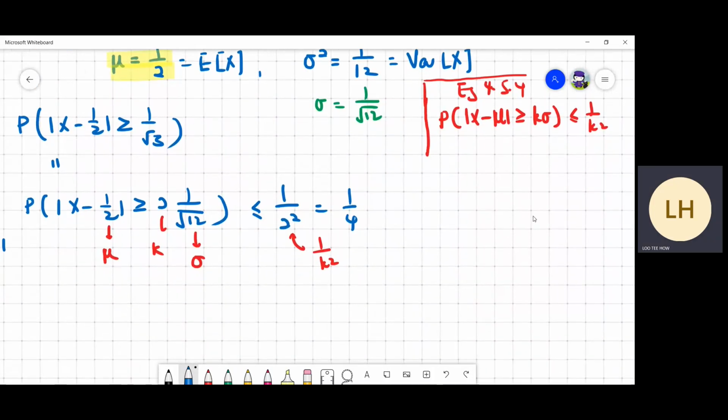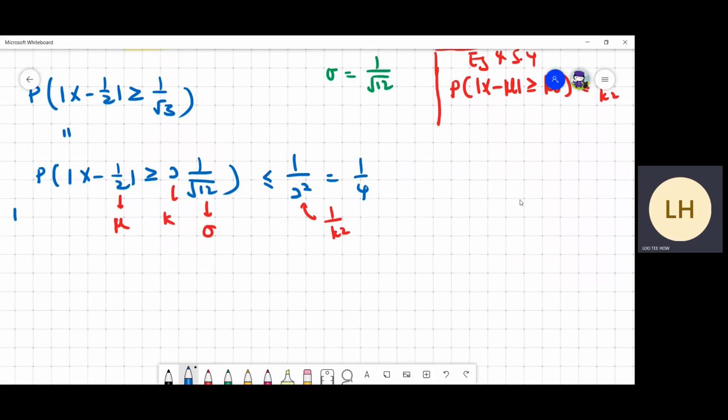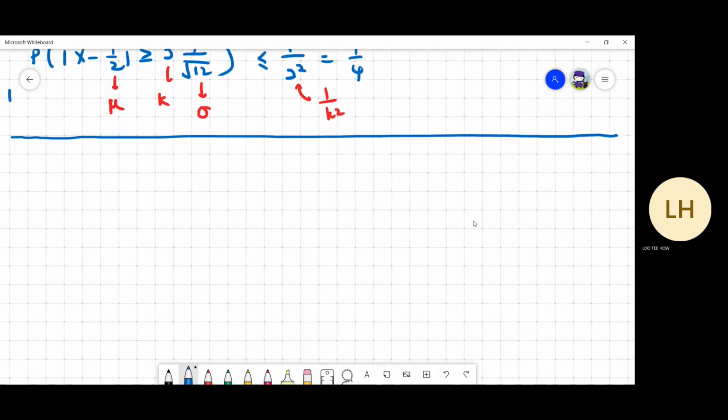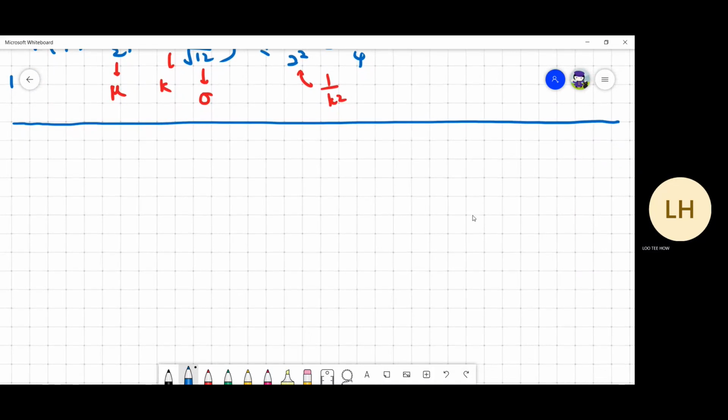So it's not hard to solve this problem if we know the inequality from the previous examples. Okay, next we look at more challenging examples over here. So example 4.5.2a.